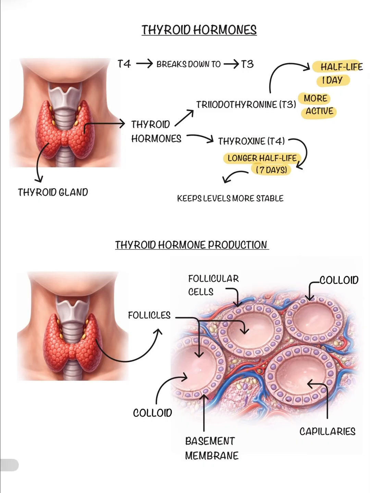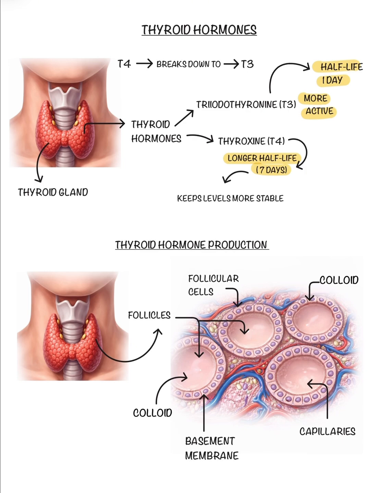Let's start with the basics of thyroid hormones. The thyroid gland produces two main hormones, T3 and T4. T4 is converted into T3 in the tissues, and T3 is actually the more active form. One key difference is their half-life. T4 lasts about 7 days, whereas T3 lasts around 1 day. This is important because T4 helps maintain stable hormone levels in the body.